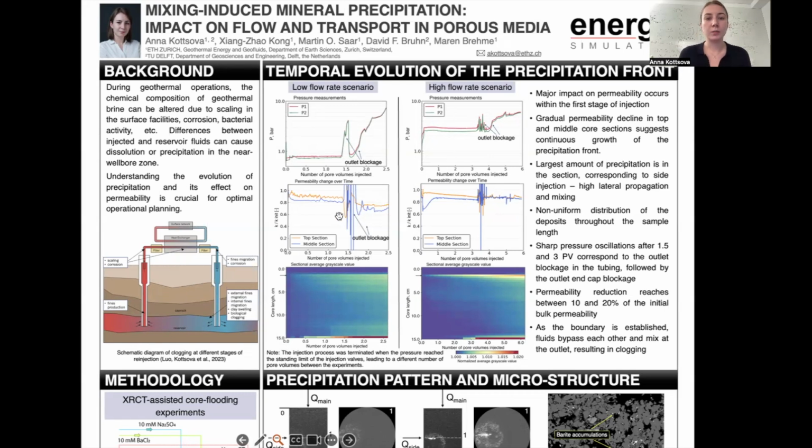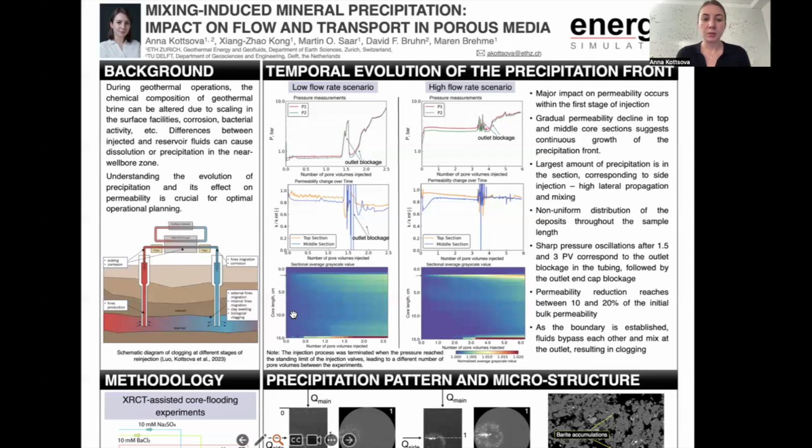However, if we look at the differential pressure signal and consequently the permeability of different sections, then we will see that the precipitation in the sections was actually ongoing because the permeability kept dropping throughout the injection, which to us means that while there was major impact on permeability during the first stages of injection, the precipitation was continuous. And we also see the same effect from the CT data that we took.